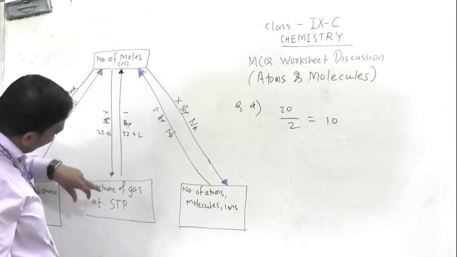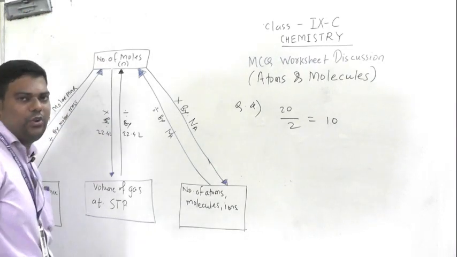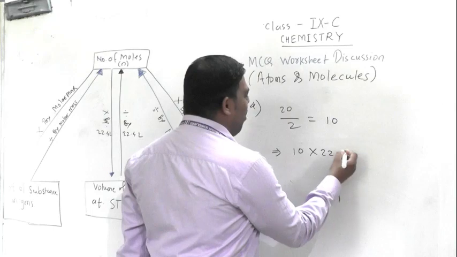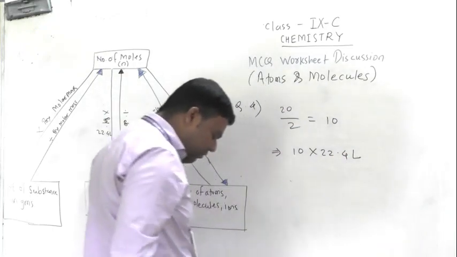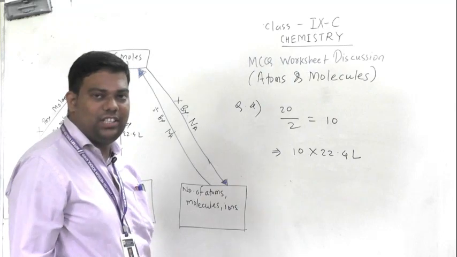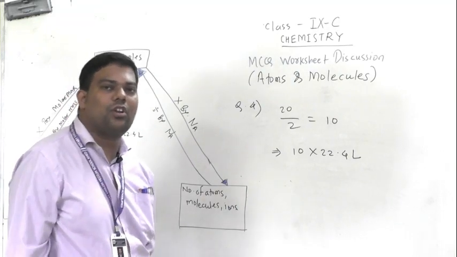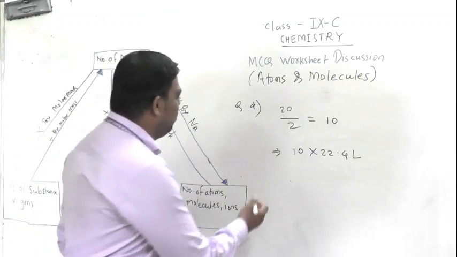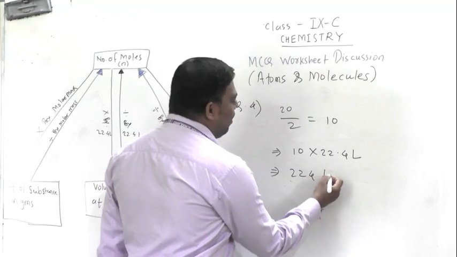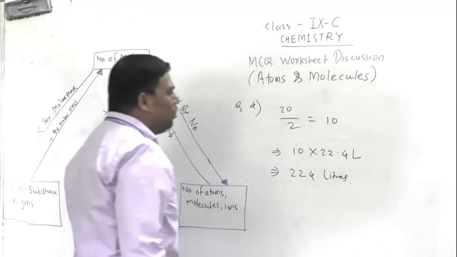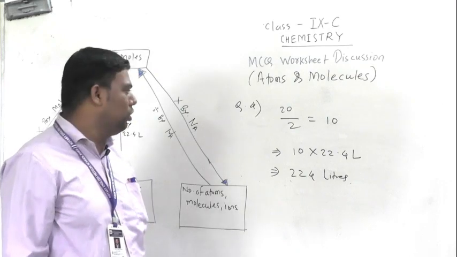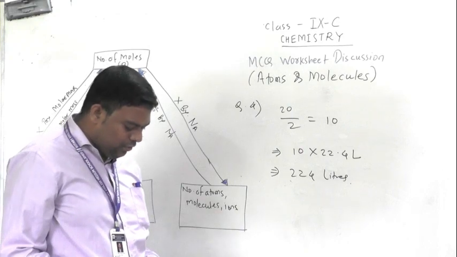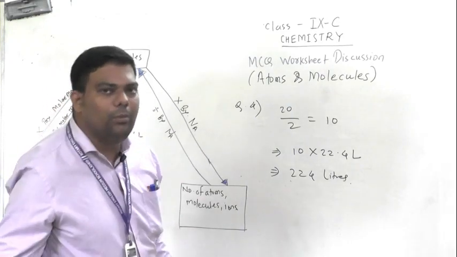So for the volume of gas at STP, here we have to multiply 10 into 22.4 liters. Okay, it is standard: at 0 degrees Celsius and 1 atmospheric pressure, this value is constant. So 10 into 22.4 liters. So what answer will you get? You will get 224 liters. Understood? So this is the solution of question number 4. So what is your option? Yes, C option.